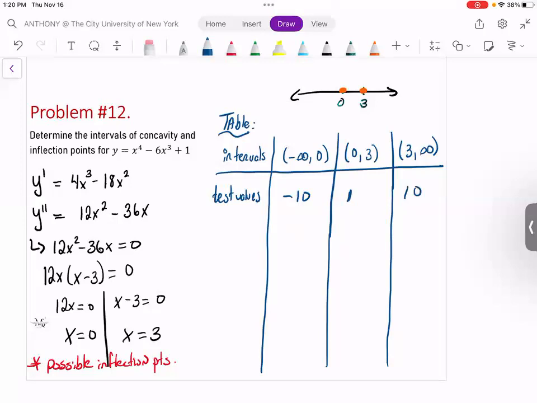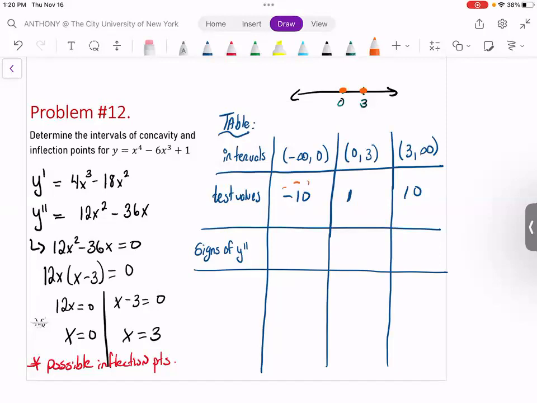All right. Now what you want to do is figure out the signs of y double prime at those test values. In other words, what I want to do is take my test values, negative 10, 1, and 10, and plug them into my second derivative.